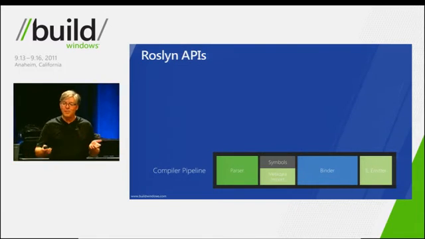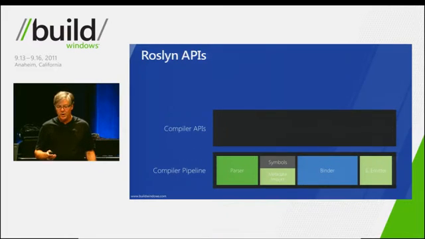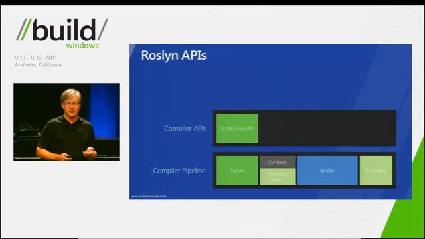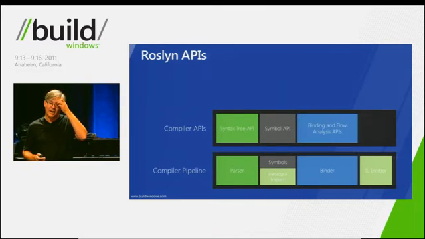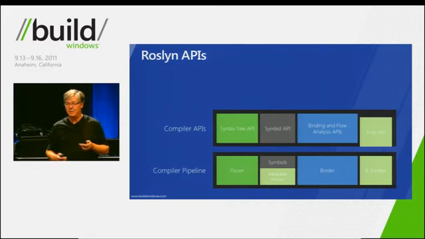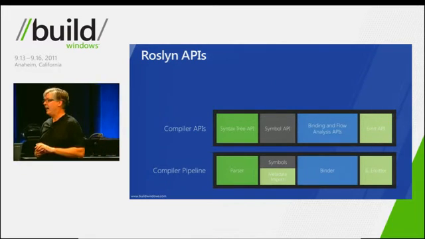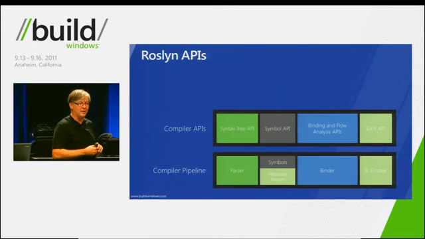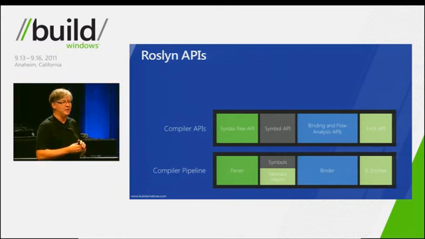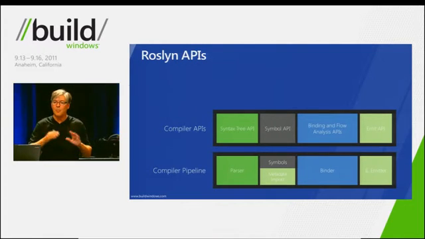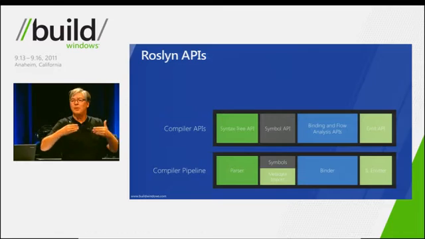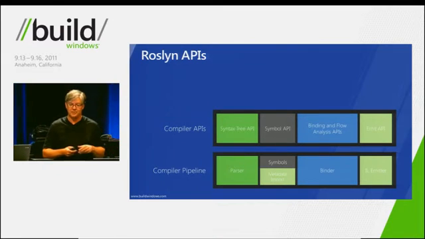Now, this pipeline very much mirrors the set of APIs that we're building. To represent the parser side, we have a syntax tree API, a symbol API, a binding and flow analysis API, and an emit API. We're currently building both new C# and VB compilers. We're implementing them in C# and VB in managed code. And they all create these APIs, and we implement them in terms of themselves, if you will.